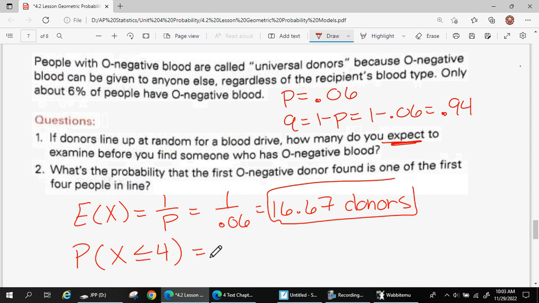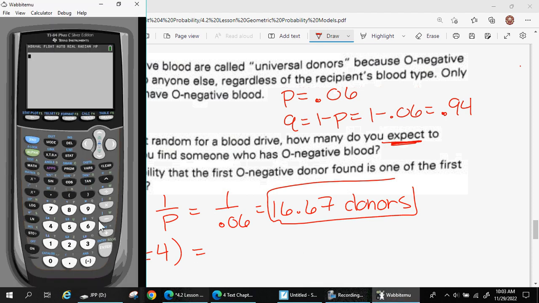So we're not just looking for the probability that our fourth blood donor is a success, we're also looking for the probability the third is, the second, the first. So those 4 possibilities. And so we don't have to do 4 separate problems here. Our calculator is going to help us out a bit. We are going to, of course, do second vars, go to our distribution list. I'm going to arrow up just to get to the bottom. This time I'm going to choose that geometric CDF.